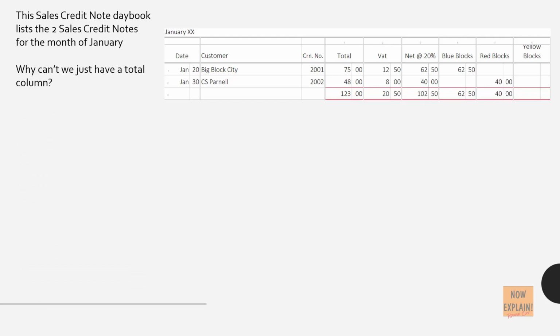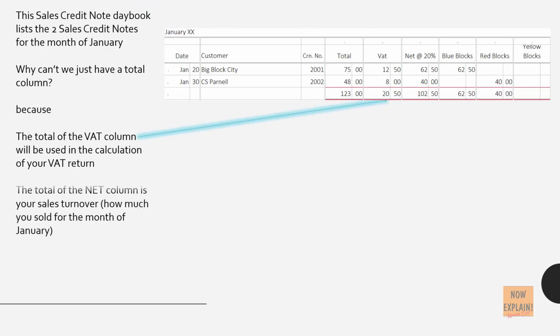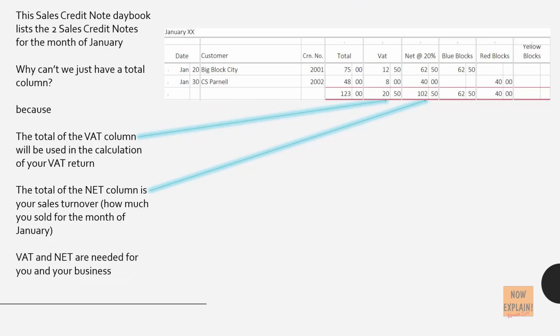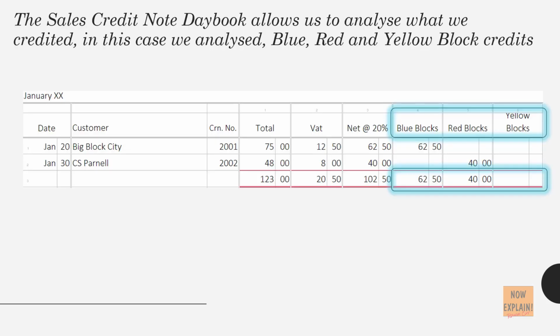We can't just have a total column, because the total of the VAT column will be used in the calculation of your VAT return. The total of the net column is your sales turnover, how much you sold for the month of January. VAT and net are needed for you and your business. The sales credit note daybook allows us to analyse what we credited. In this case, we analysed blue, red and yellow block credits.